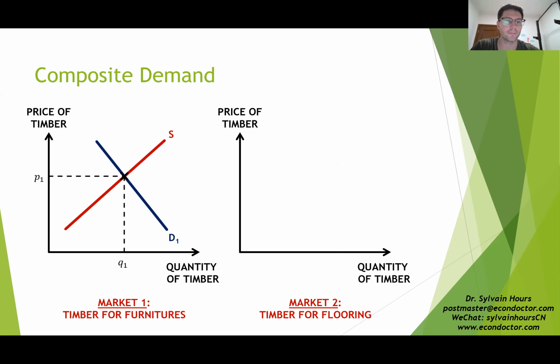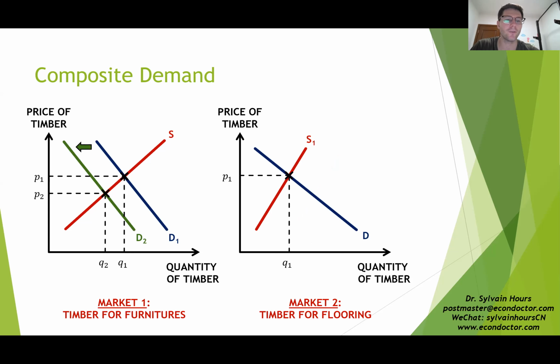What if the demand for timber for furniture decreases? So the price decreases and therefore we want to supply less, quantity supplied decreases in this market. And because we supply less in market one, that means that we will be more willing and able to supply in market two. So the supply will eventually increase there. Okay, that's about it. That's what we call composite demand, when one good can be demanded for multiple purposes, and therefore in multiple markets.